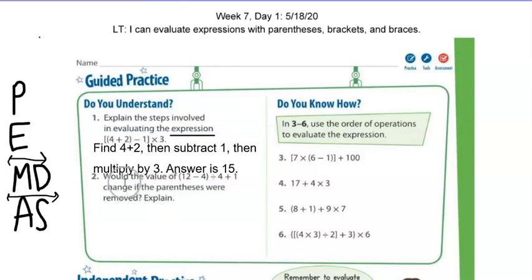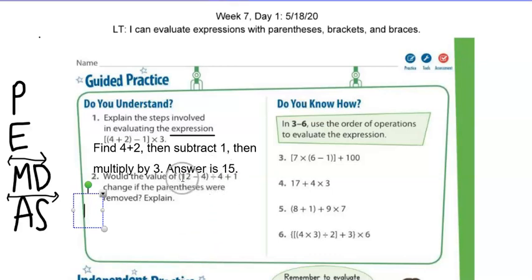So on number 2, it says, would the value of 12 minus 4 divided by 4 plus 1 change if the parentheses were removed? So if I took these parentheses away, would my answer or the value of this expression change, and why? So if I took away the parentheses around 12 minus 4, we have to think about what the order of operations would be for this problem. And if you notice, the first thing that we would have to do is that division, which would be 4 divided by 4. So if our parentheses change, we would have to do a different set of numbers first, which would then change the problem.